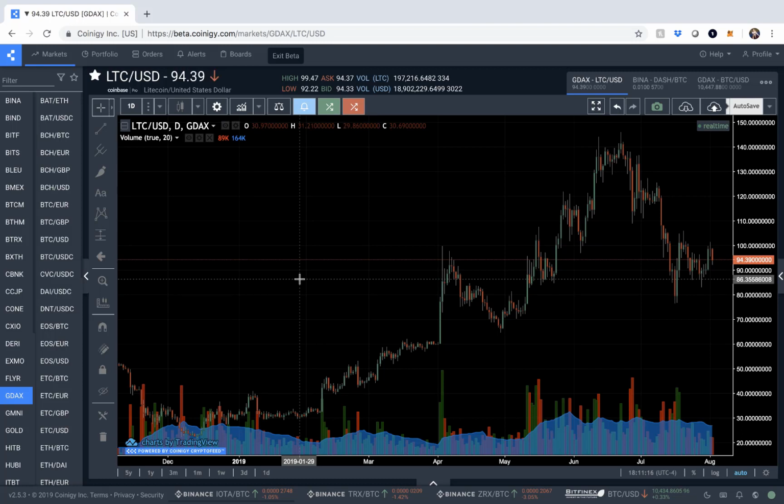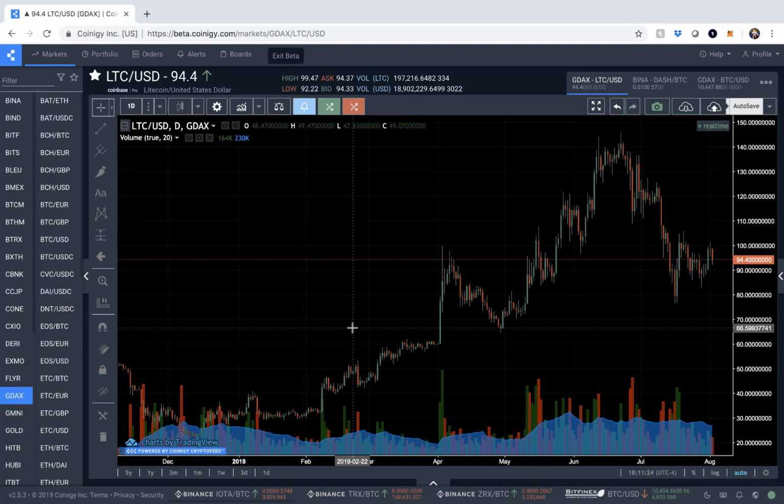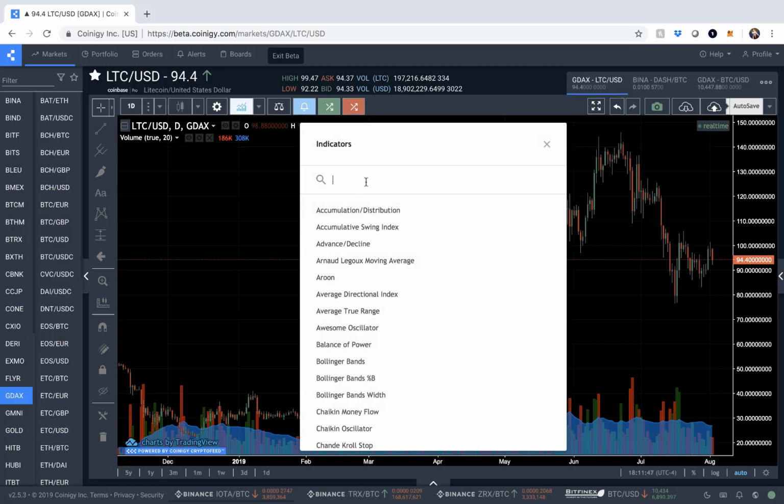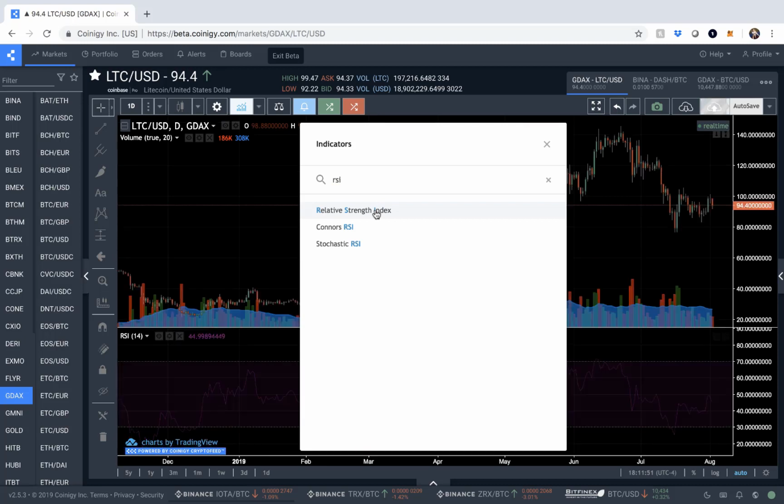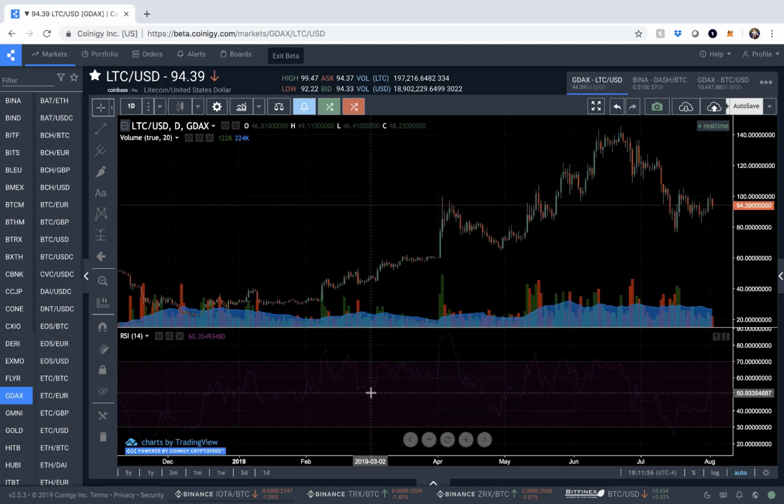Now what we're looking at right here is Litecoin versus the US dollar. This is on the GDAX exchange, and I'm looking at a daily chart. So each one of these candles is one day's worth of trading. Now if you click this little indicator tab right here and you type in RSI and click on relative strength index, it will populate the RSI underneath your chart.